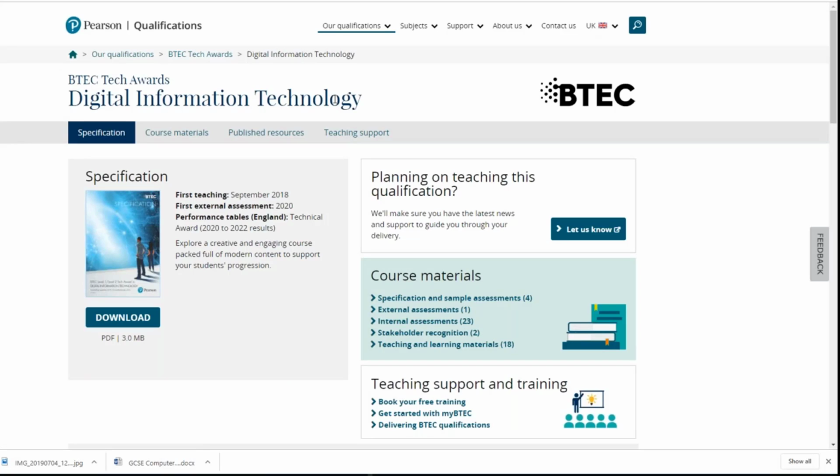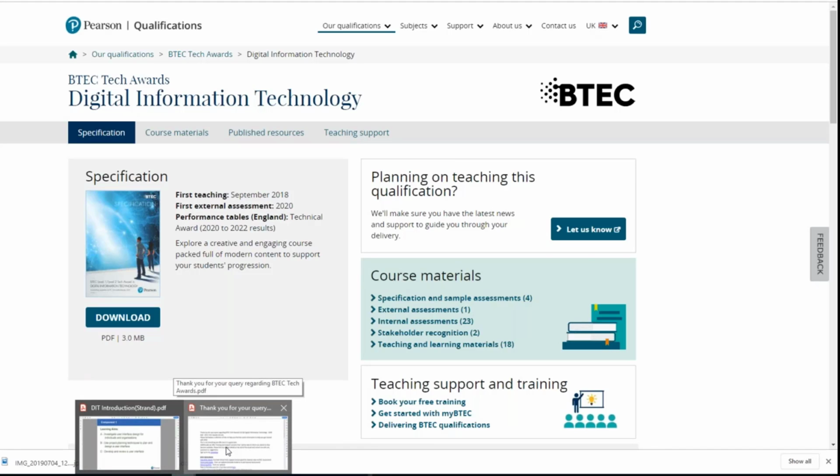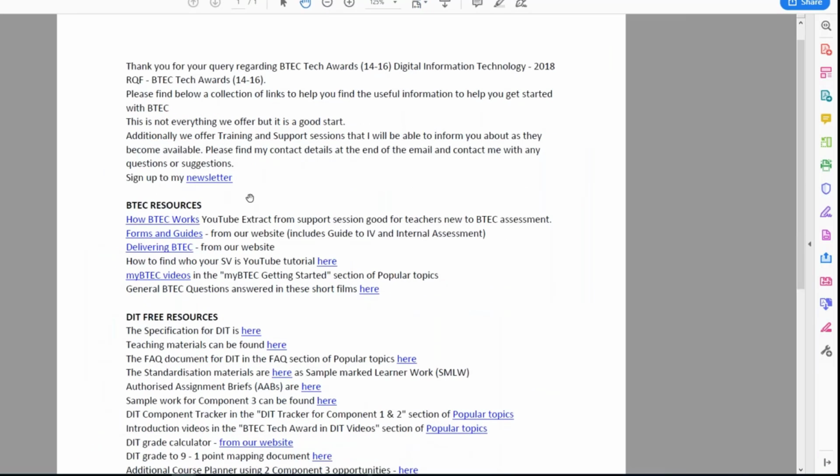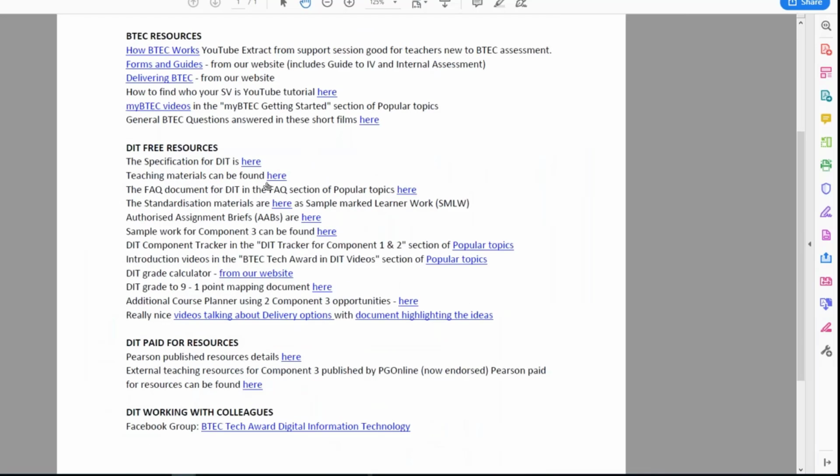Let's just have a look at the digital information technology course page. Oh, by the way, one of the documents in your materials is a thank you for your query. It's a PDF which just has links to just about everything I'm going to be talking about now. This is it on my screen. So we're going to be looking at the spec, teaching materials, FAQs, standardization materials. Here are the AABs. So all of those links. So hopefully you don't feel, as soon as I've hung the phone up, that you don't know where to find anything. So yes, we'll have a look at that.